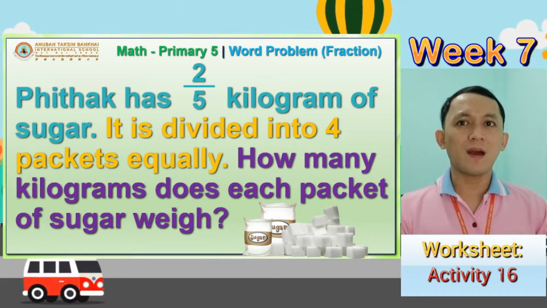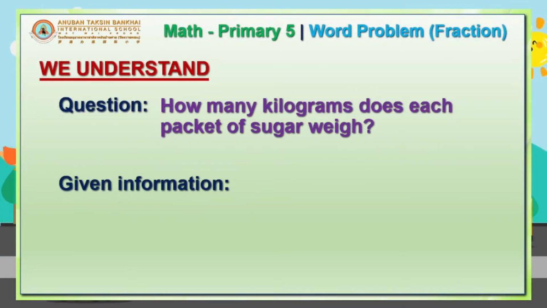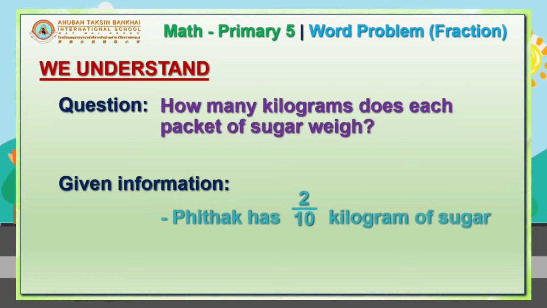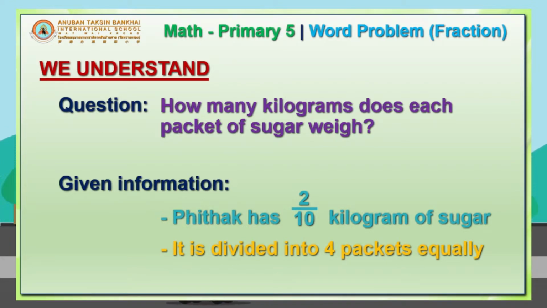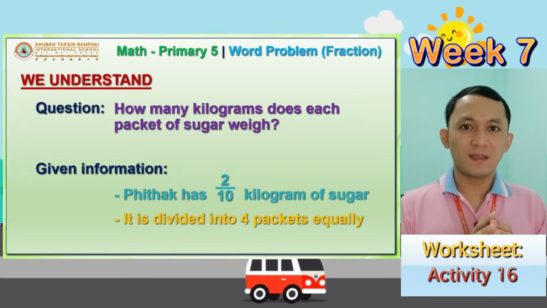So let's go back now, and we're going to write that first information. Pithak has 2 over 5 kilogram of sugar. And the second one is, it is divided into 4 packets equally. Again, you can rewrite your sentence, okay?